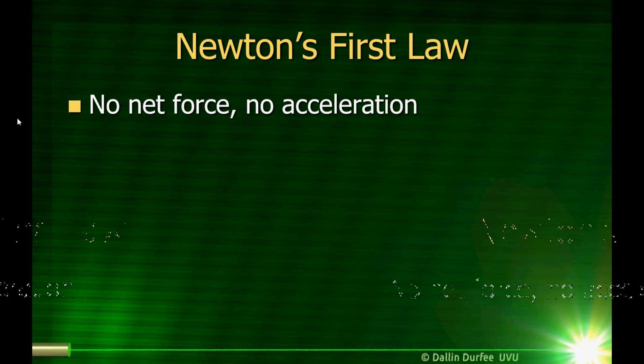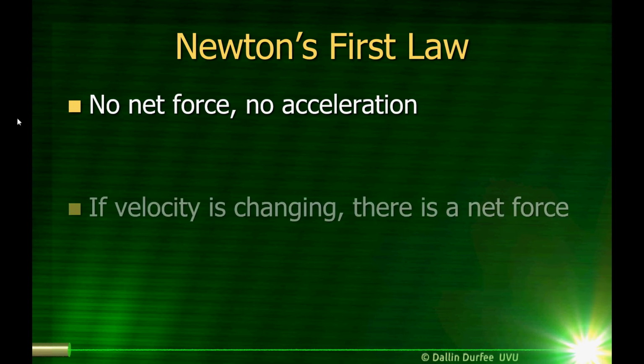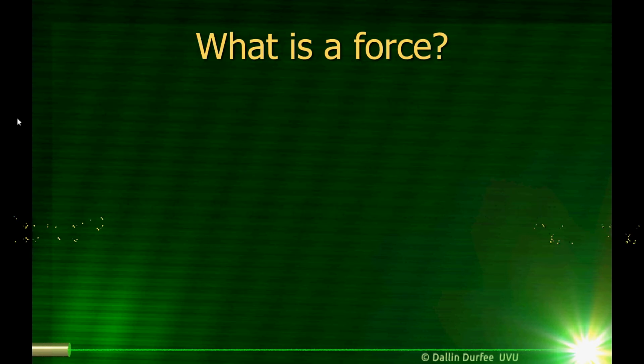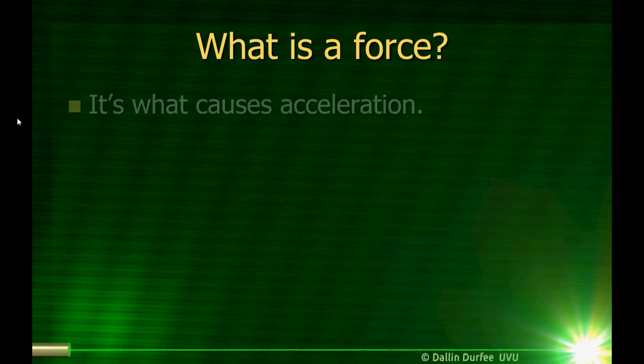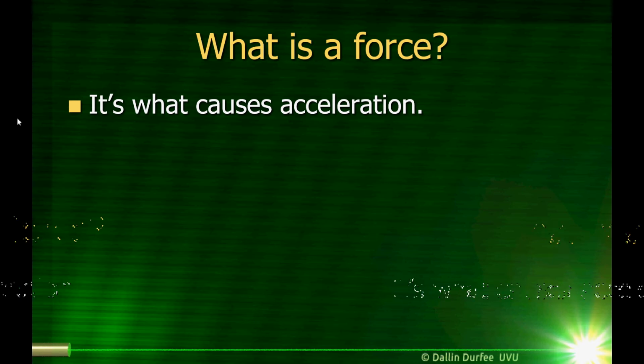If the object is not moving, it will continue to not move unless there is a net force acting on the object. Another way to say it is that if the velocity of something is changing, there is a net force on that object. Now, what is a force? Well, a force is what causes acceleration. It's what causes the velocity to change.